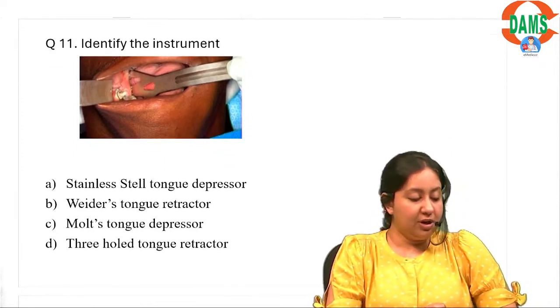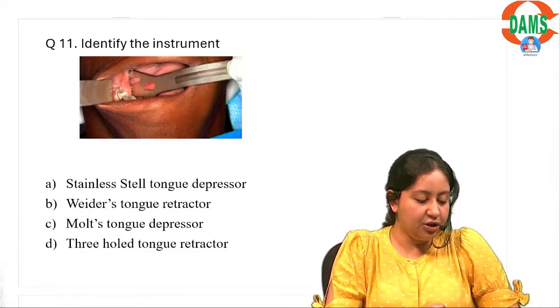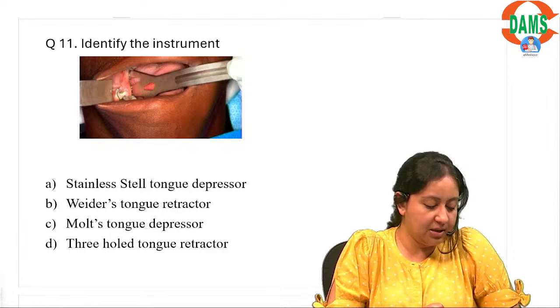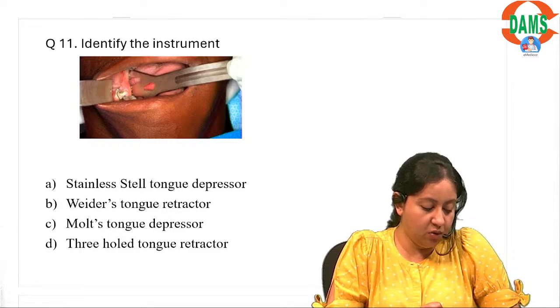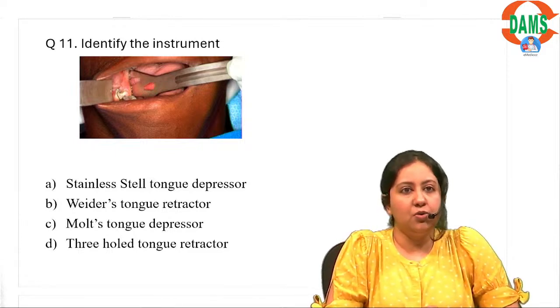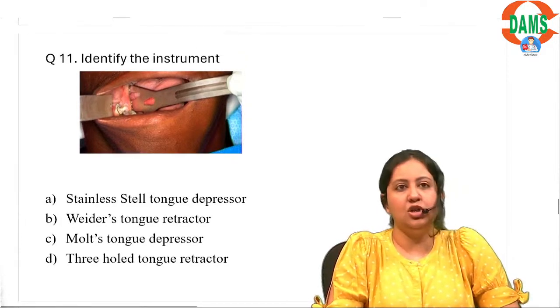Coming to our next question, it says identify the instrument, and your options are: option A, stainless steel tongue depressor; B, Weeder's tongue retractor; C, Mold's tongue depressor; and D is 3-hole tongue retractor. So what would be the answer here to question number 11?